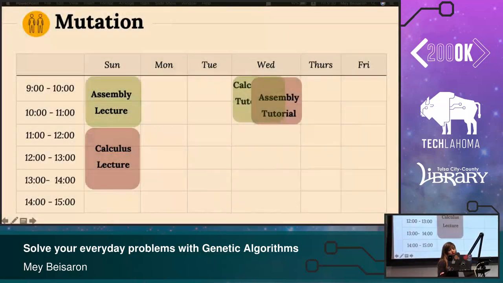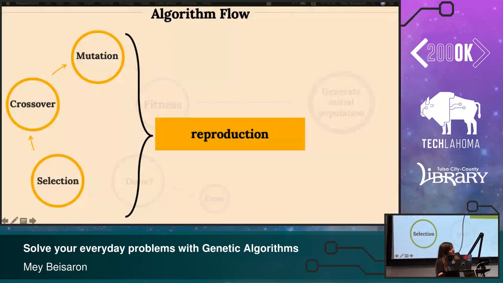And now what I got is a clash. So maybe I will get a worse timetable. Maybe I won't get a better result, but it's okay because it's not what we wanted. It's not that we inserted the mutation in order to get specifically better solutions. We inserted it in order to get a wider range of solutions. So this is it, the reproduction part.